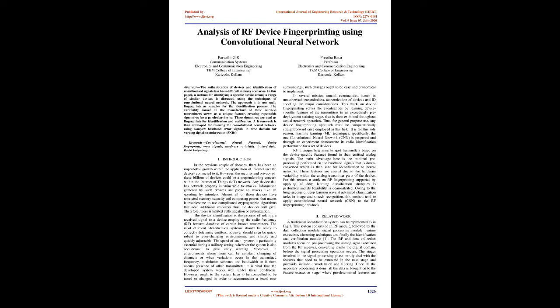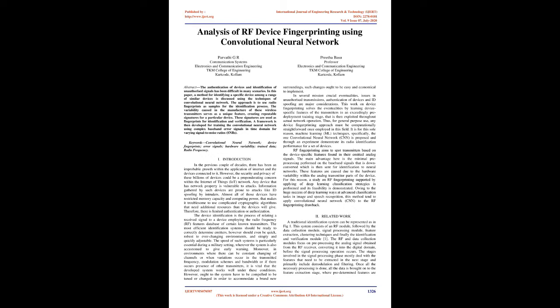Introduction. In the previous couple of decades, there has been an incredible growth in the application of the Internet and the devices connected to it. However, the security and privacy of these billions of devices could be a preponderating concern within the Internet of Things, IoT, network. Any device that has network connectivity is vulnerable to attacks. Information gathered by such devices is prone to attacks like ID spoofing by intruders. Almost all of these devices have restricted memory capacity and computing power, which makes it troublesome to use complicated cryptographic algorithms that need more resources than the devices can give. Therefore, there is limited authentication or authorization.